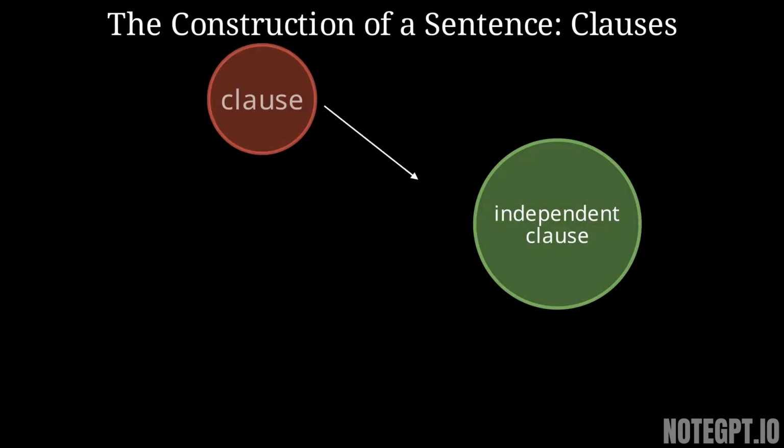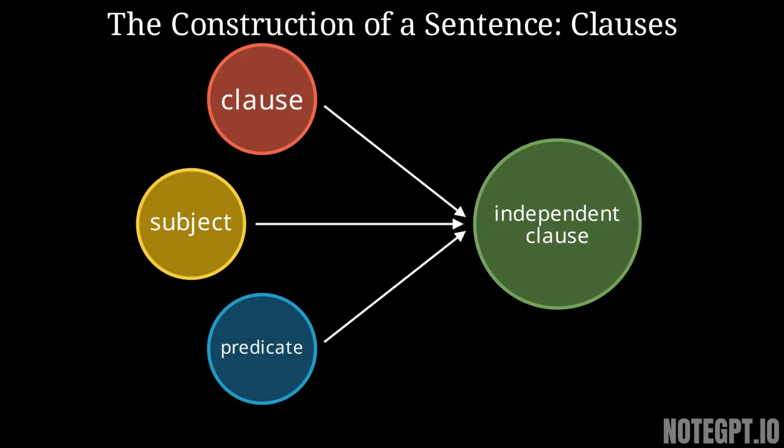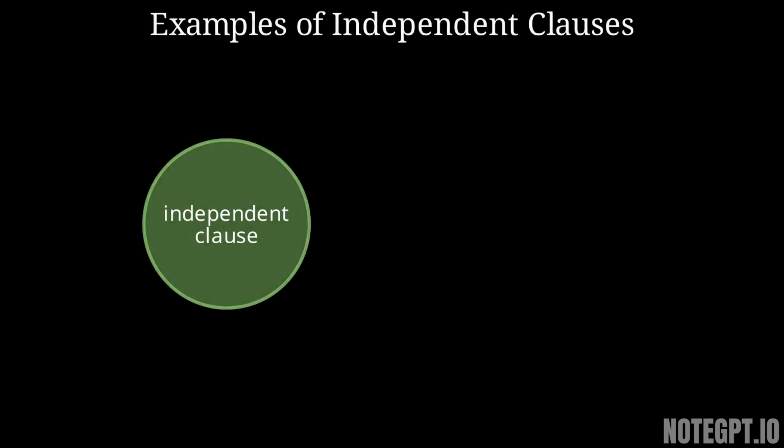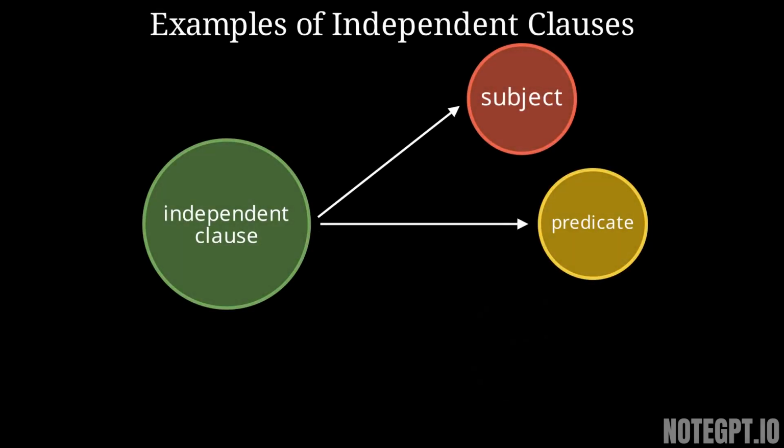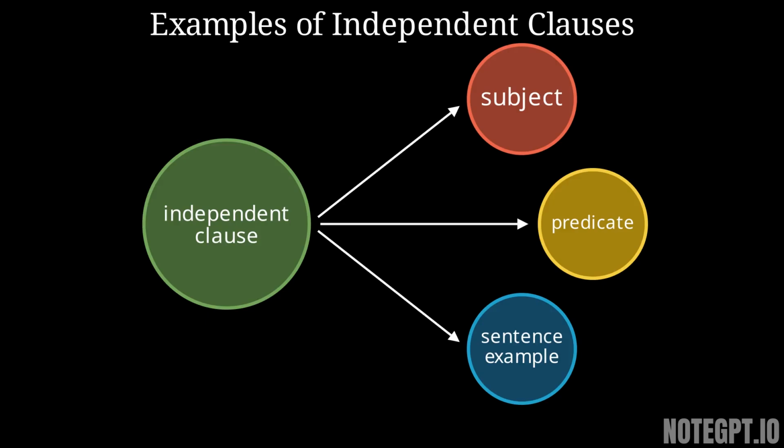In English, a clause usually consists of a subject and a predicate. The subject is a noun or pronoun, while the predicate contains a verb or verb phrase. A complete sentence must have at least one independent clause, which expresses a complete thought. Independent clauses can stand alone as sentences. For example, I refuse, the wind blows, dogs bark, bees sting, cats meow. Each of these sentences has a subject and a predicate, forming a complete thought.